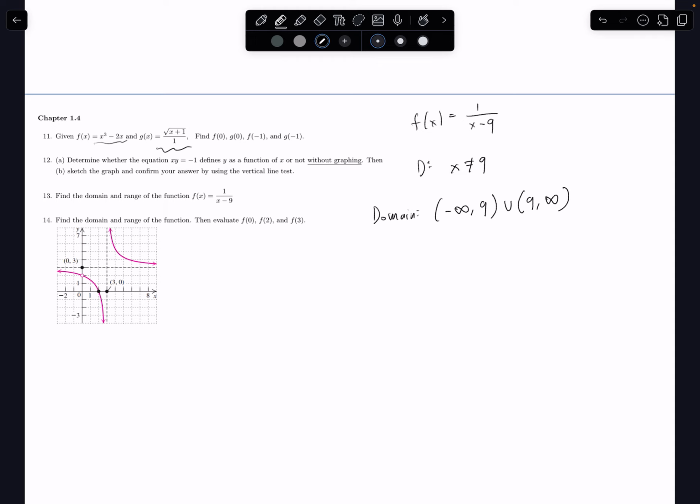Okay, now what's the range? All right, so that's the domain. I tell you what, guys, we can actually sketch this. Because again, this is our friend, 1 over x. Except what's happening here is you're subtracting 9 from the x value before you take the 1 over it. So that's a translation, 9 to the right. 1, 2, 3, 4, 5, 6, 7, 8, 9. So this is like the new center, and we've got that asymptote right there. So the graph is going to look something like this.